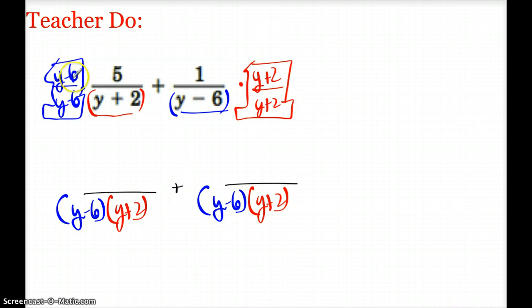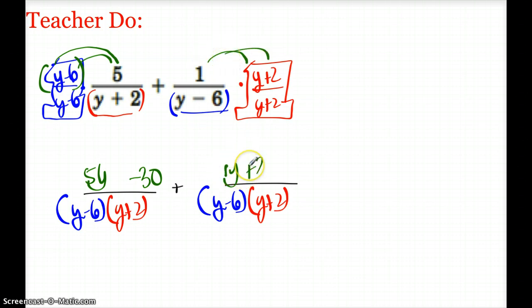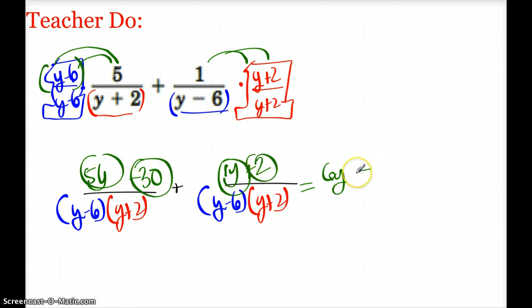And then we're going to have to multiply here. Distribute 5y and distribute negative 30. Here we're going to distribute on this side 2, y times 1, 1y, and 1 times 2, plus 2. Combine our like terms. 1 and 5 make 6y, negative 30 and positive 2 make negative 28.